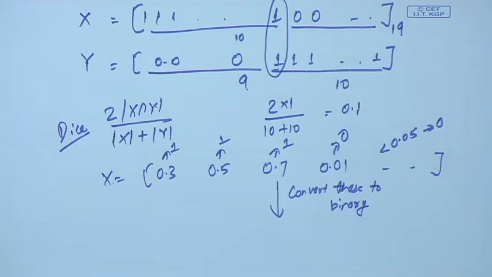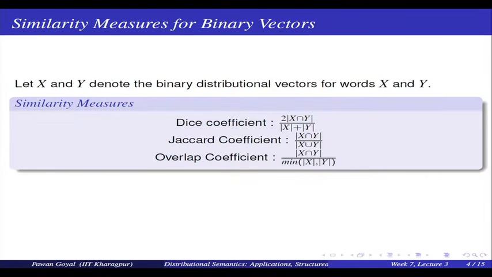Now are there some other methods of computing similarity also? So we have Jaccard coefficient and overlap coefficient. So Jaccard coefficient is x intersection y divided by x union y. Now what is the difference between Jaccard and Dice? In what scenario Jaccard will give a different value than Dice coefficient?